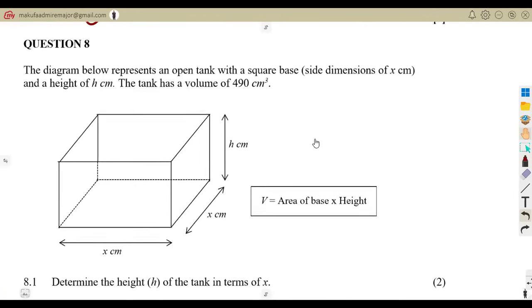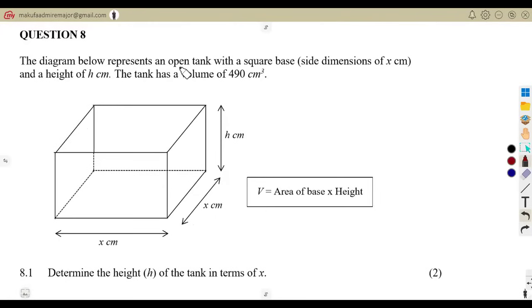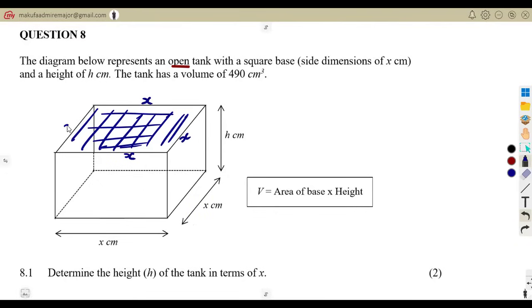All right. Question number 8, you're given in this diagram below represents an open tank. So they are saying this tank, it's open on top. Here it's open. So the dimensions as we have, it's X. So meaning to say there's an X which we do not have. There is another X here that we do not have. It's open on top. This top part is not there.